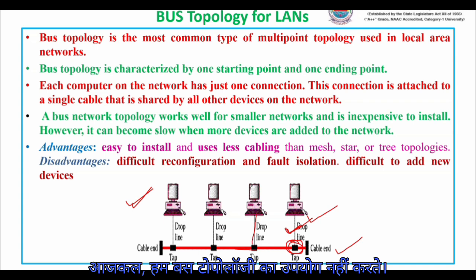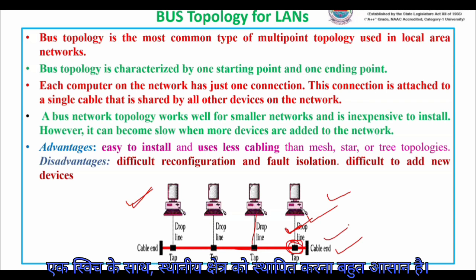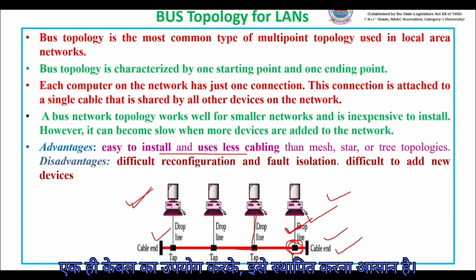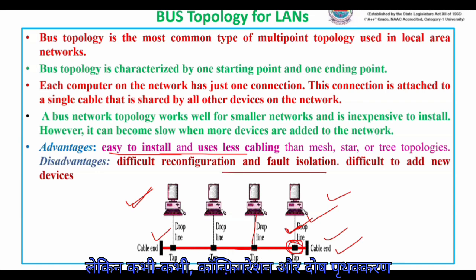So, but as I told you, this is with bus topology. Nowadays, we do not use bus topology. It is difficult to configure. पूरा इसका setup करना थोड़ा सा difficult होता है. With a switch, it is very easy to establish the local area network. So it's easy to install, uses less cabling, single cable use करके हमने कर लिया तो easy है install करना. Easy है लेकिन not as easy as a star topology.